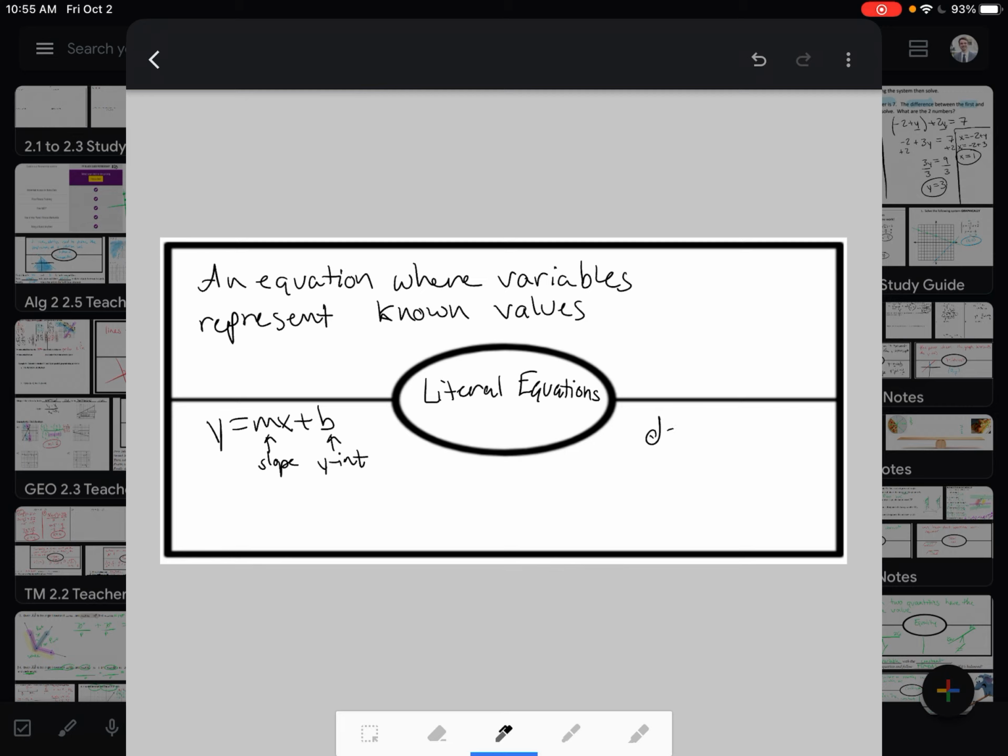Another example is distance equals rate times time. We know that all three of these values represent something. So like distance, rate, and time, because we know all of those things, this is a literal equation and this is a literal equation. So we just saw some of those on the previous page, and in some word problems we might also see these coming up as well.